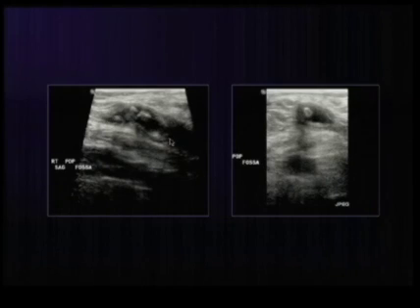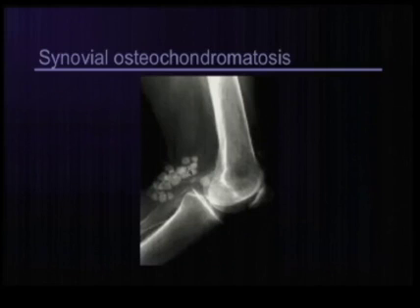Oftentimes you may see a cystic structure in the popliteal fossa, and it may be called a Baker cyst. In this case, the cyst contained several calcified or ossified bodies residing within the cyst, and this is a presentation of synovial osteochondromatosis, which is confirmed here on this lateral plane radiograph of the knee.